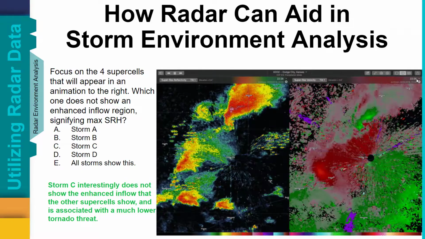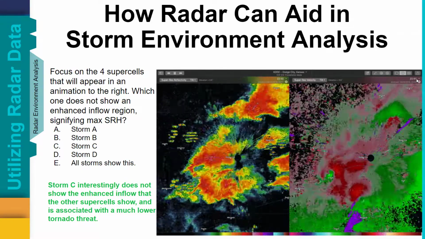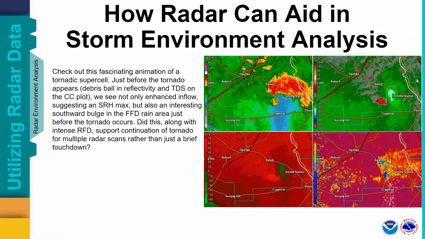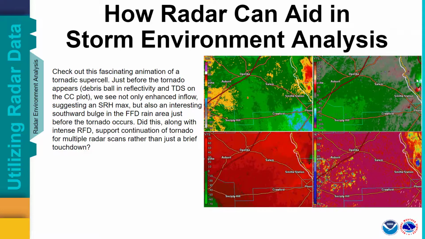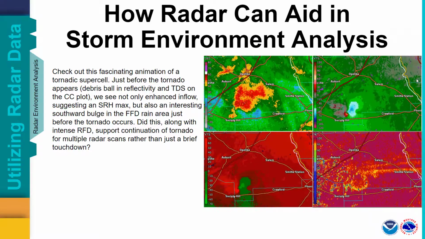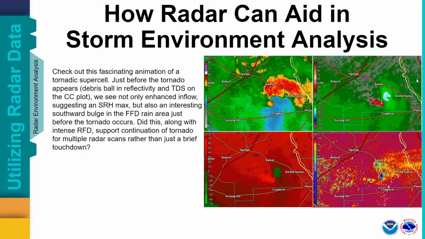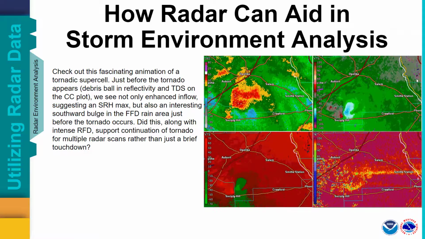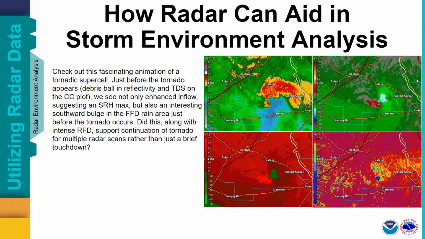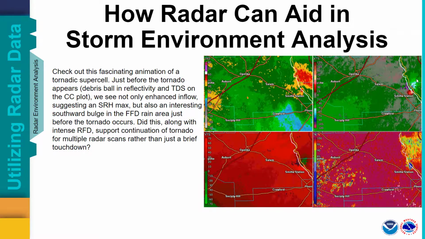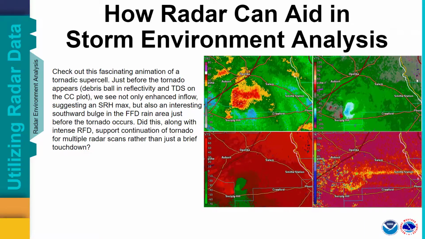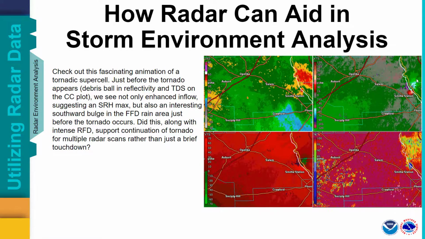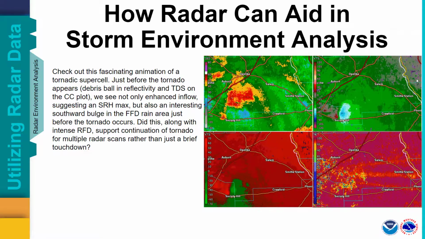So storm C is generally associated with a much lower tornado threat. Check out this fascinating animation of a tornadic supercell. Just before the tornado appears in the form of a debris ball in the reflectivity and a TDS signature on the CC plot, we see not only enhanced inflow suggesting an SRH max, but also an interesting southward bulge in the forward flank downdraft rain area just before the tornado occurs. Did this, along with an intense RFD, support continuation of a tornado for multiple radar scans rather than just a brief touchdown?